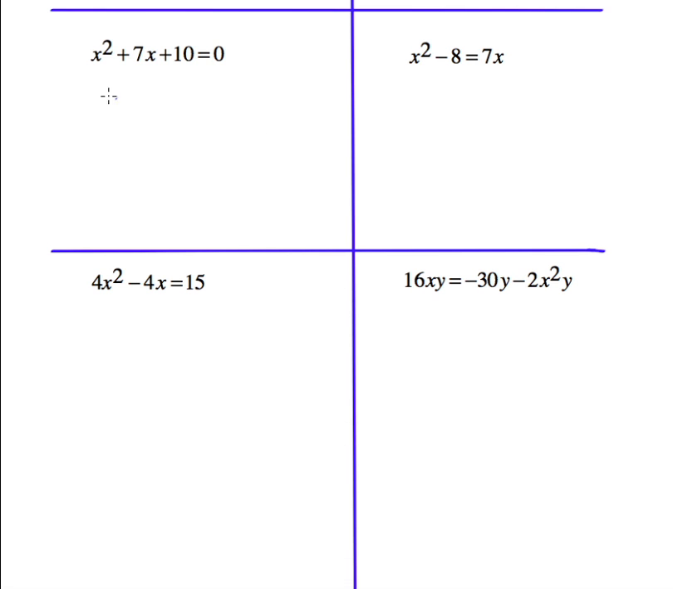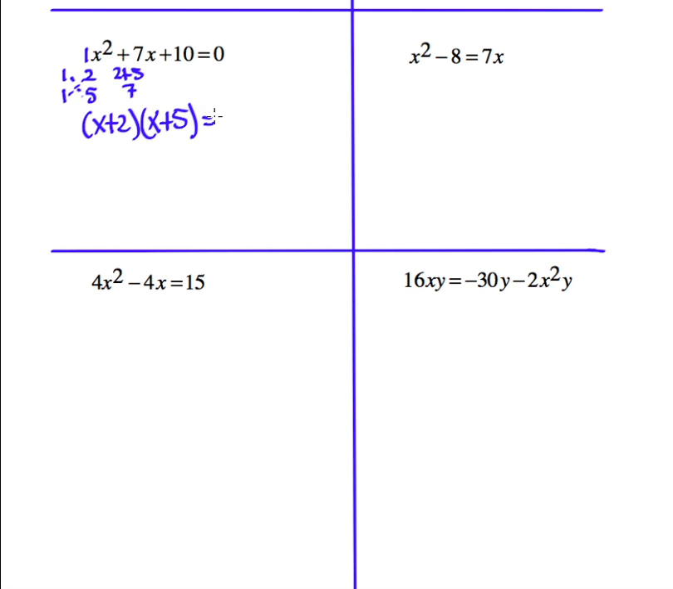We also will see a lot of general trinomials. So put a 1 here, look for two numbers that multiply to 1, and two numbers that multiply to 10. Check with the cross product. So 1 times 2 is 2, 1 times 5 is 5, and 2 plus 5 is 7. So x squared plus 7x plus 10 factors to x plus 2 times x plus 5.